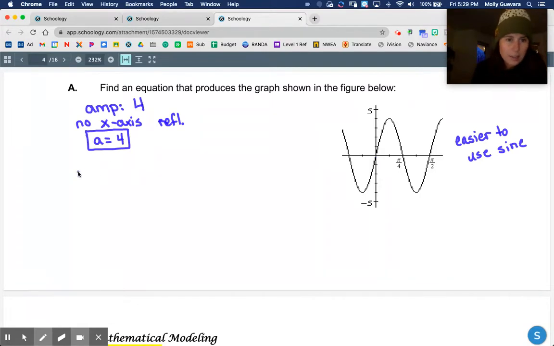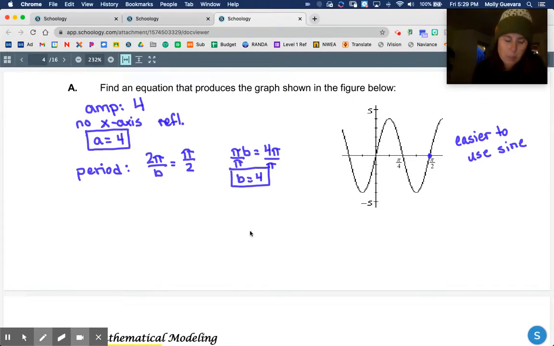Okay, now let's figure out what the period is. So the period is always 2 pi divided by b. And in this case, let's look from start to finish, it goes to pi over 2. So I know that a full period on this graph is pi over 2, and I want to solve for b. So I'm going to cross multiply. I get pi b equals 4 pi, divided by pi. B is equal to 4. That tells me what b is.